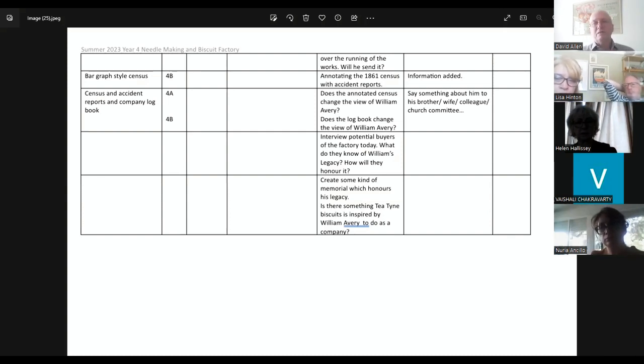So you're finding ways of creating that. What other tasks have we got here then? We've got annotating the census with accident reports. So it looks like recorder. Yeah, I'm happy with that one. Does the annotated census change the view of William Avery? Does the logbook change the view of William Avery? Say something about him to his brother, wife, colleague, church committee. Do you want to just talk us through that? Yeah, it's a possible task that might be coming up.